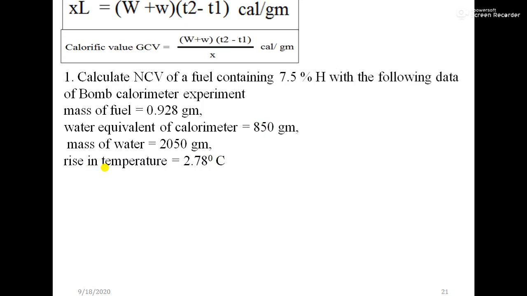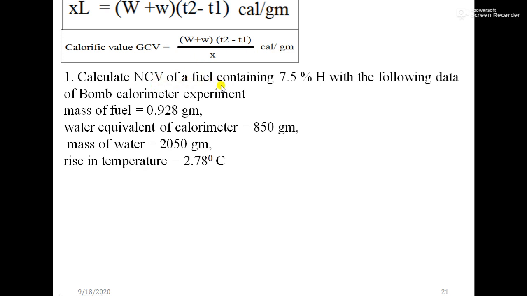So by using this formula, XL is equal to (W plus omega) (T2 minus T1) calorie per gram. You can see X is multiplied here, so if this goes to the other side, that will be divided. Therefore formula becomes calorific value, that is GCV is equal to (W plus omega)(T2 minus T1) upon X calorie per gram. So that is your final formula, and you can see the numerical.